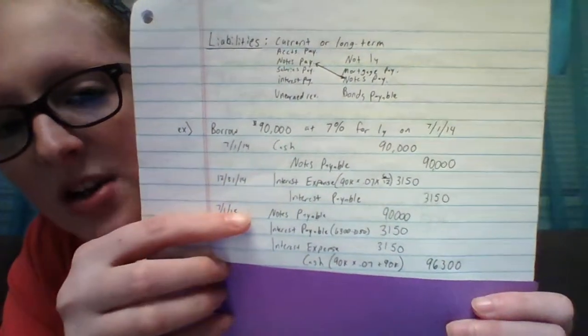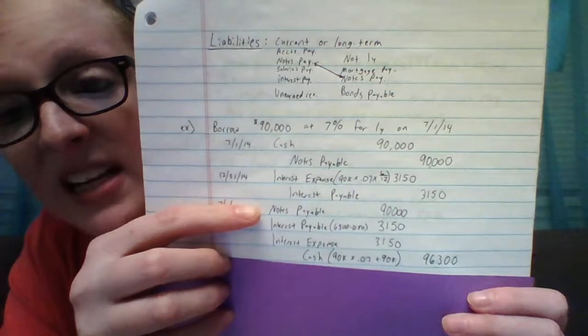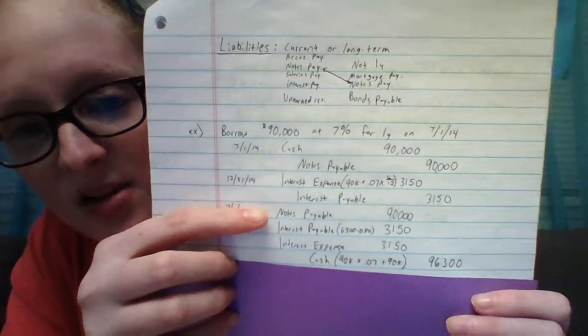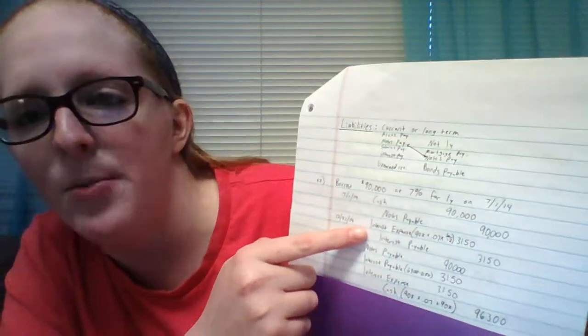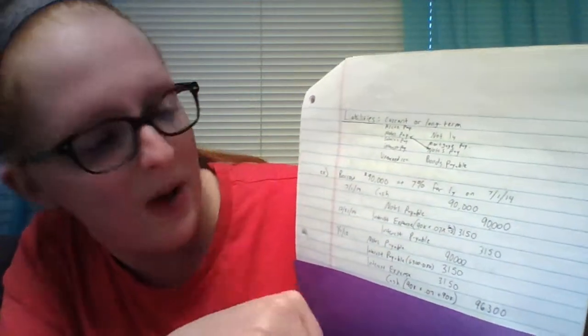And then we also know that on July 1st, 2015, we're going to pay off the loan. So feel free to pause this. This is the last part of the journal entry that we have to do. We're going to talk through it. So you've got your notes payable, which you're eliminating that liability because you're paying your $90,000. And then you've got your interest payable, and you'll notice that was $3,150. That's because we had established a liability on December 31st, but now that's going away because we're also paying that.